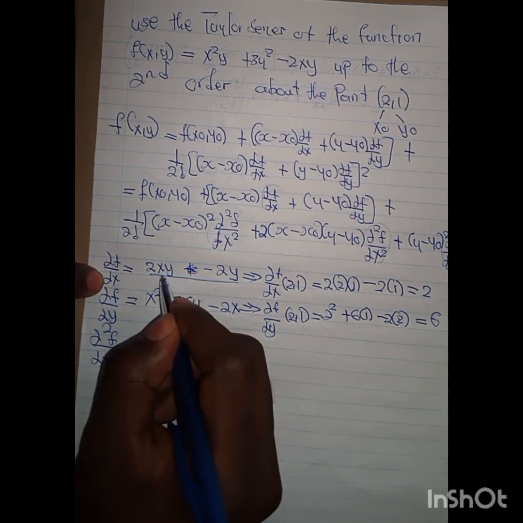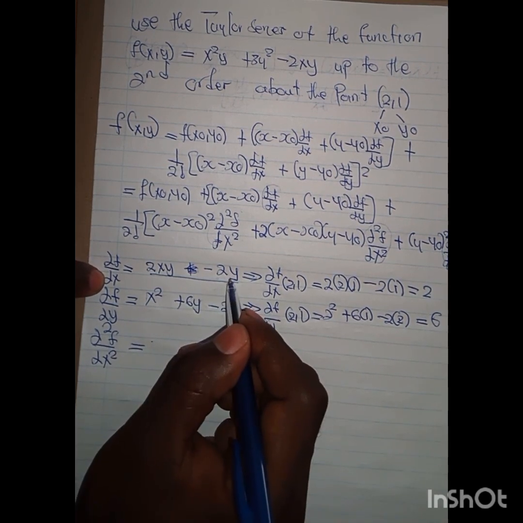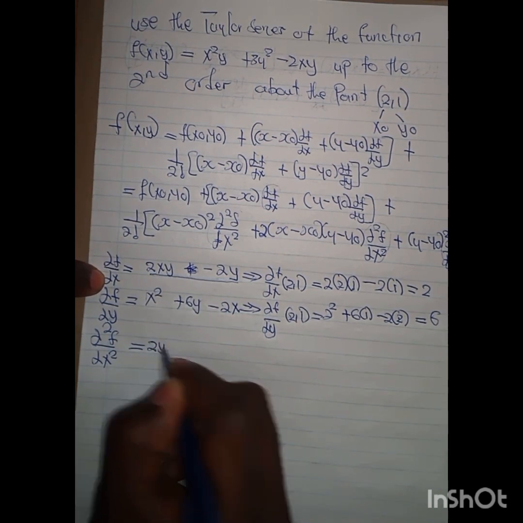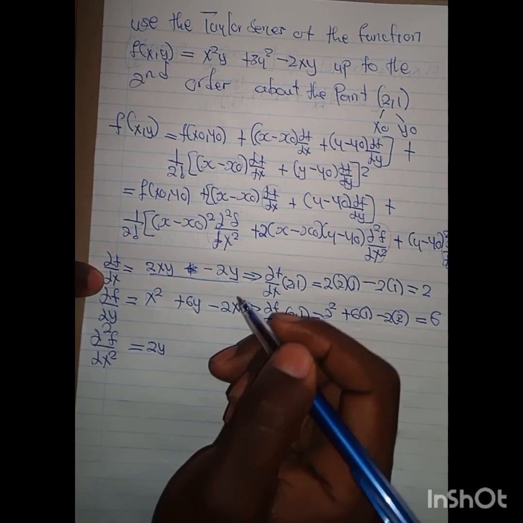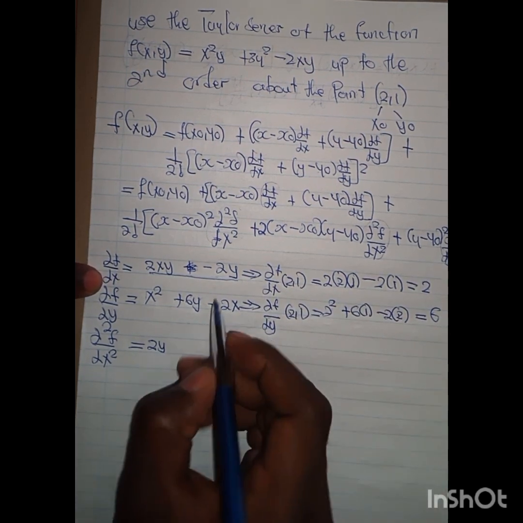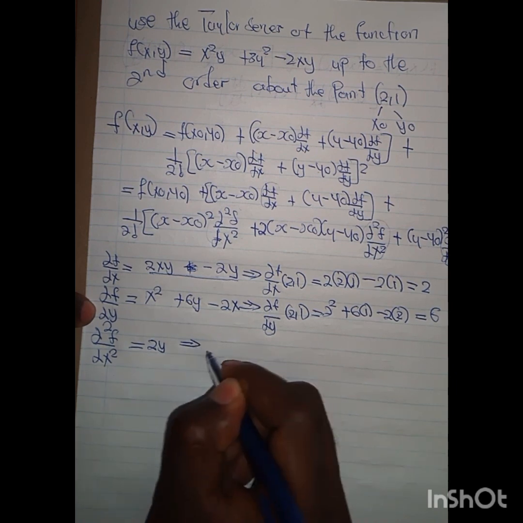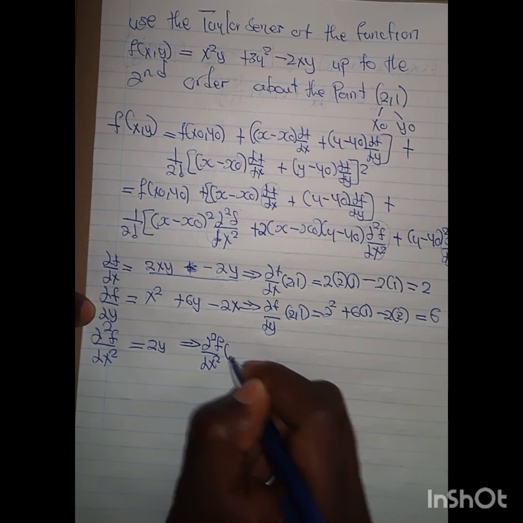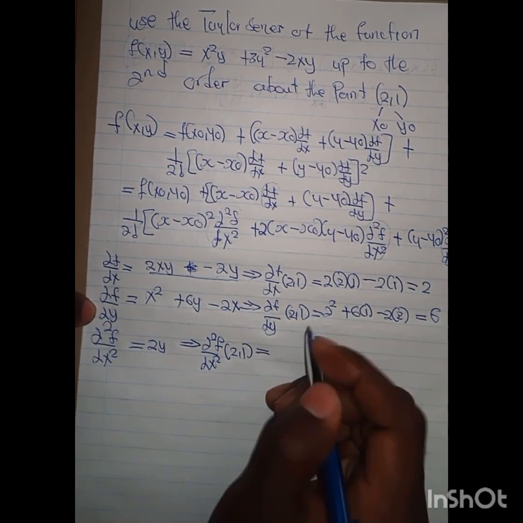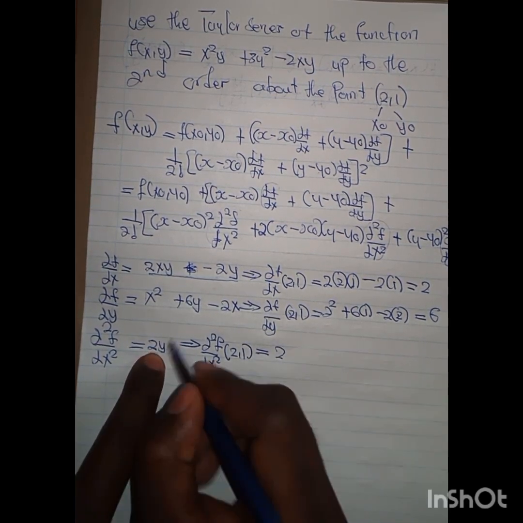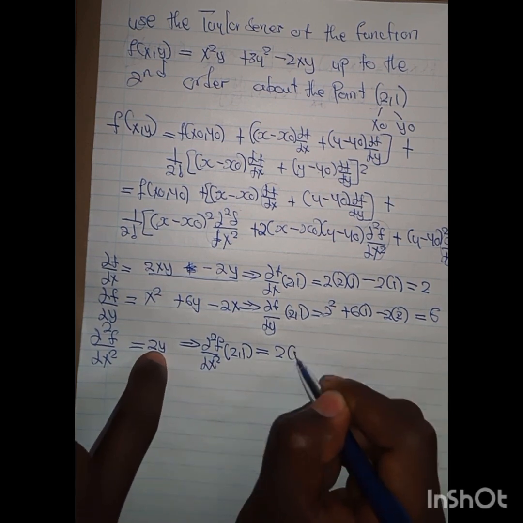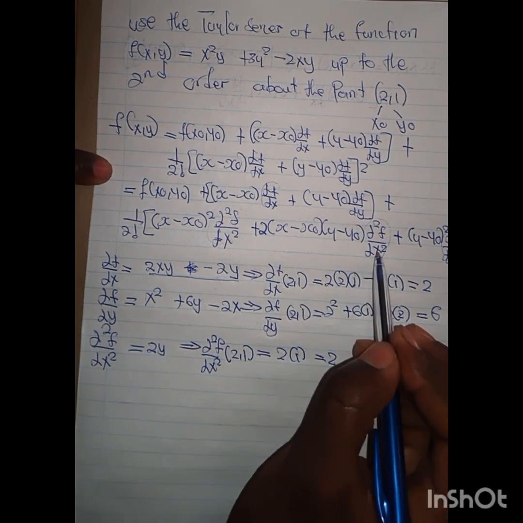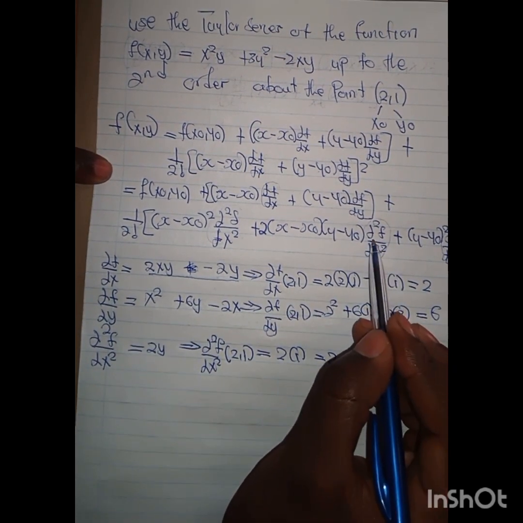Then let us differentiate this equation with respect to x. So when we differentiate this equation with respect to x, we get 2y. Then this one is a constant because it doesn't contain the variable x. It will give me a 0, which implies that d squared f over dx squared at the point (2, 1) will give me 2. The value of y is 1. 2 times 1 is nothing but a 2. And then we also need to find this part.